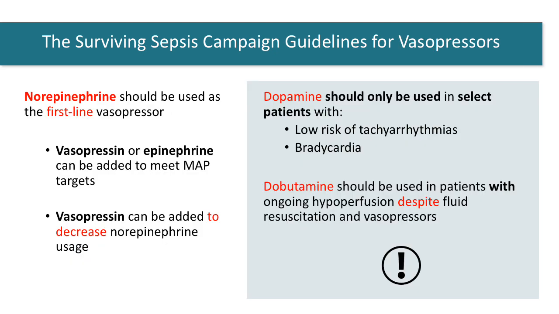Looking at Surviving Sepsis Campaign guidelines for vasopressors, norepinephrine should be used as the first-line vasopressor of choice. Vasopressin or epinephrine can then be added to meet potential mean arterial pressure targets. Vasopressin can be added to decrease norepinephrine usage. In general, although dopamine is a vasopressor, dopamine should only be used in select patients that have a lower risk of tachyarrhythmias or present with bradycardia. Dobutamine should be used in patients with ongoing hypoperfusion despite fluid resuscitation and vasopressors.